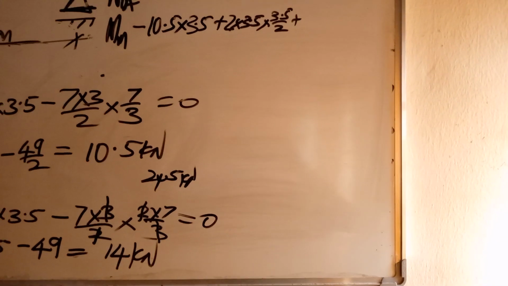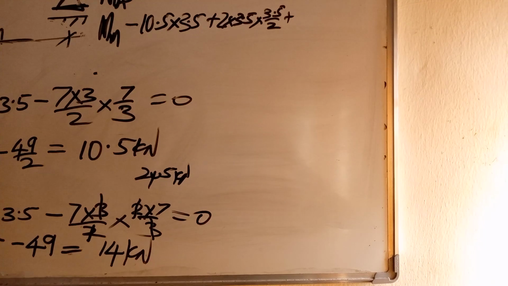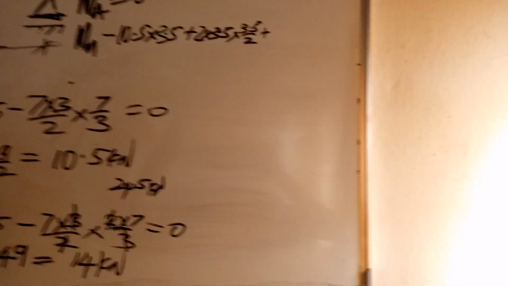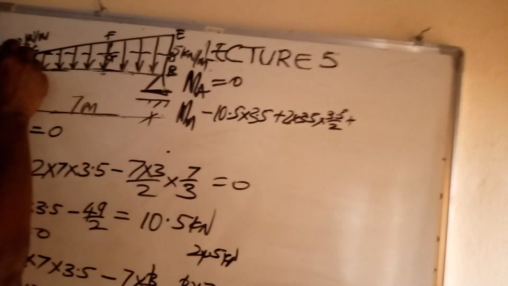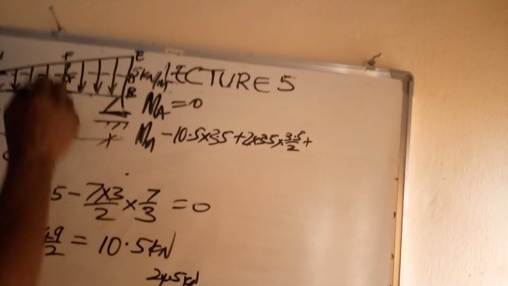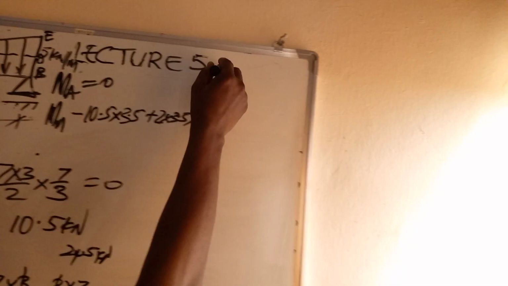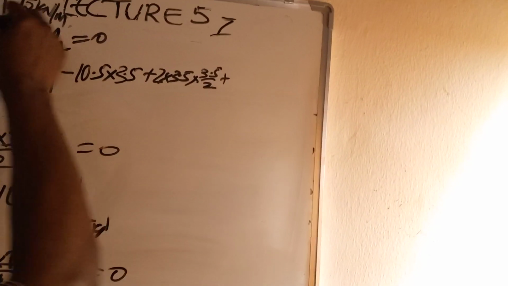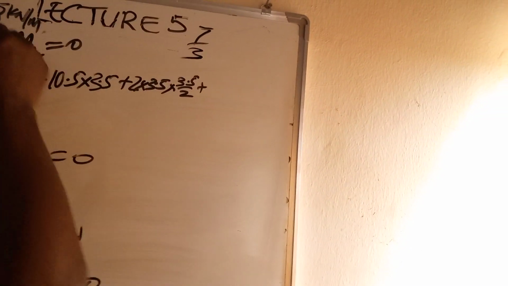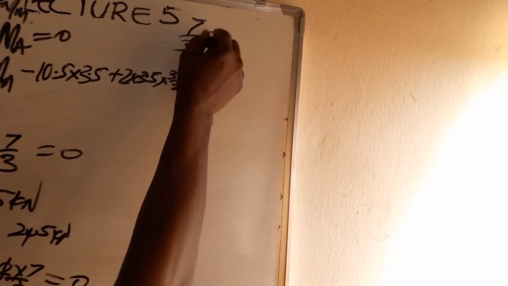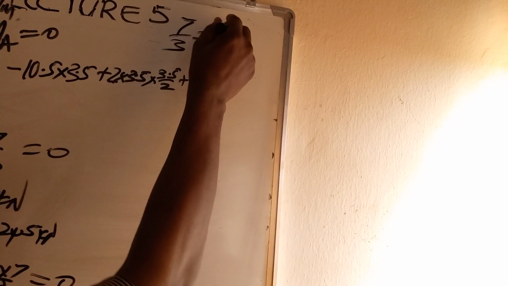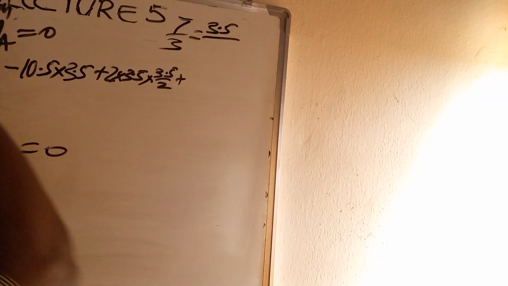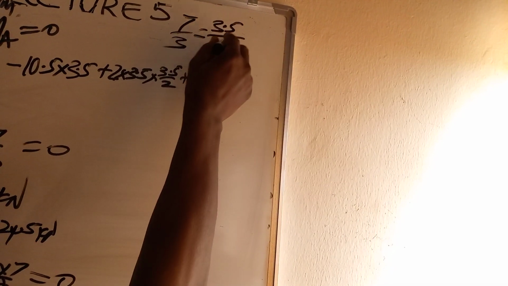A characteristic of similar triangles is the equality of the ratio of sides. So in this case, triangle CDE is similar to triangle CGF. So if that's the case, considering triangle CDE, 7 over 3, that's DE over 3, is equal to 3.5 over GF.